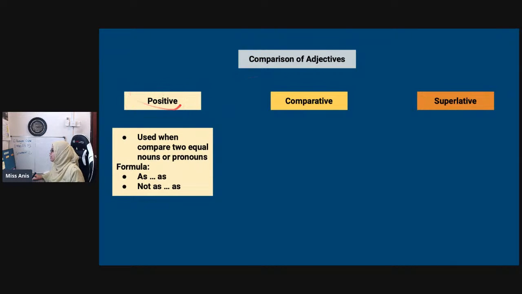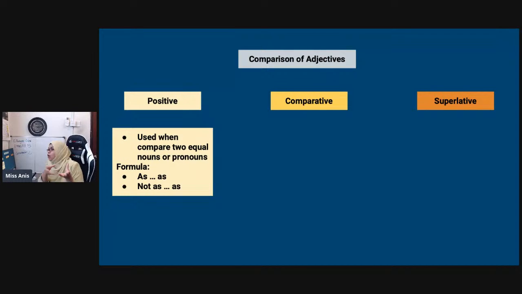Okay, so the first one is positive. Yang ni, bila you compare dua benda tapi sama size. Yang ni Miss tak mention tadi sebab kita ada 3 gambar je kan. So the first one ni positive. Bayangkan ada dua, Miss tak ada barang kat sini. Nak bandingkan yang sama. Tak ada benda. Okay, tak apalah. So bayangkan you ada dua benda yang sama.